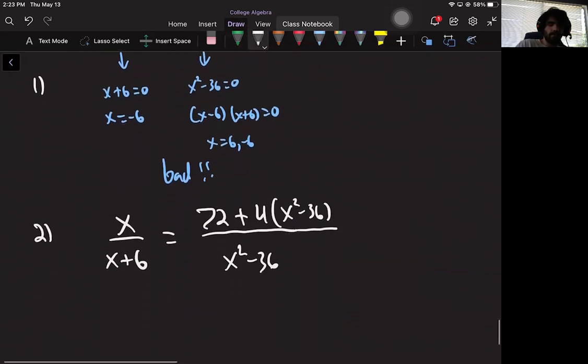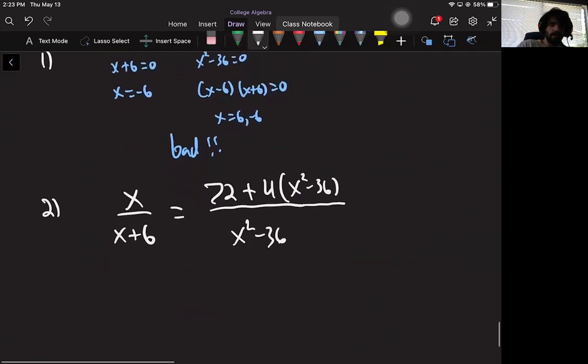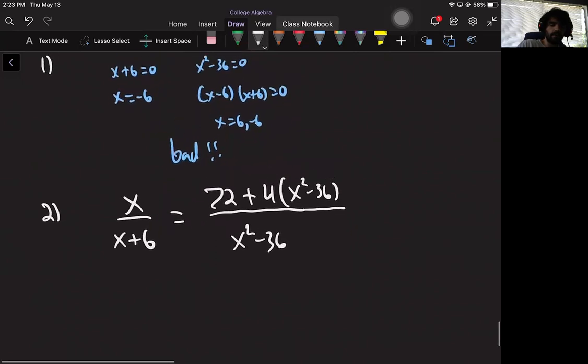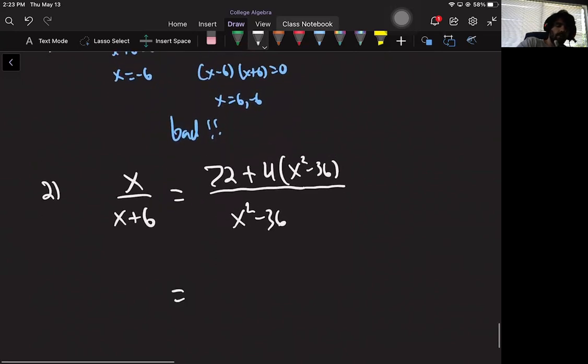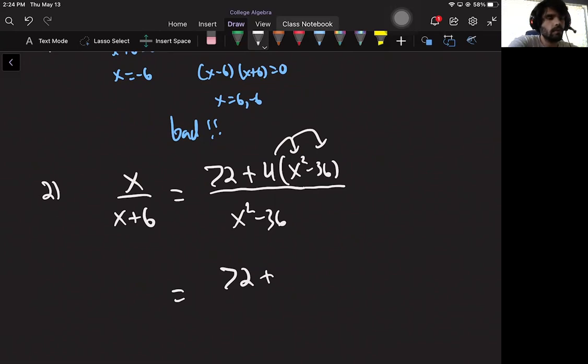And so I get something a bit weird looking so far. There's a couple ways to continue. So remember that I can distribute that. What the heck is 4 times 36? I don't know. I have to cheat. Use a calculator. 1 second. I don't want to do that in my head. 4 times 36 is 144. Okay. So 4x squared minus 144.